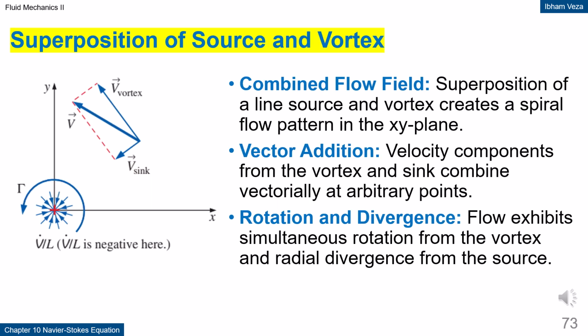Superposition of source and vortex. If a source is combined with a vortex, the resulting flow pattern becomes a spiral.